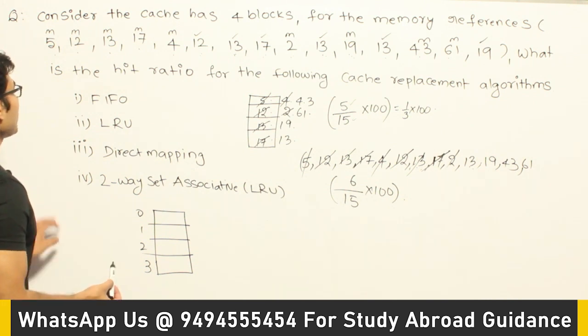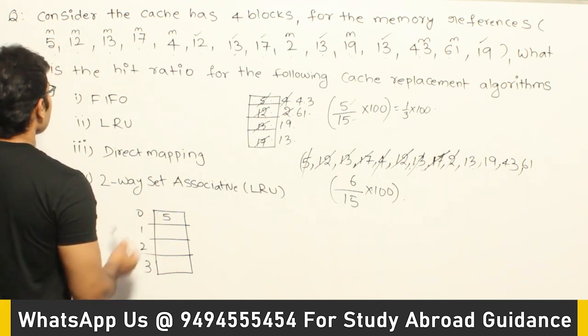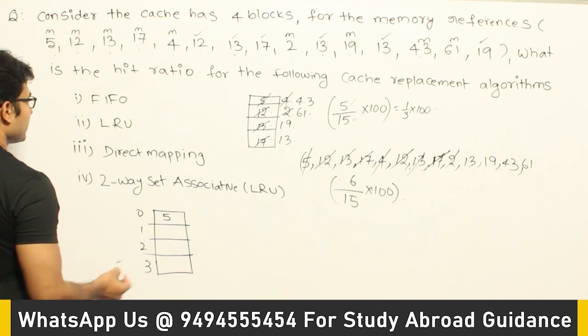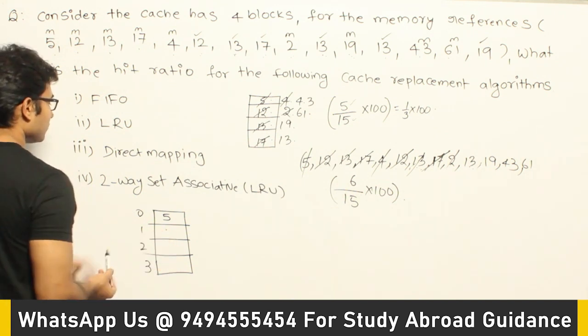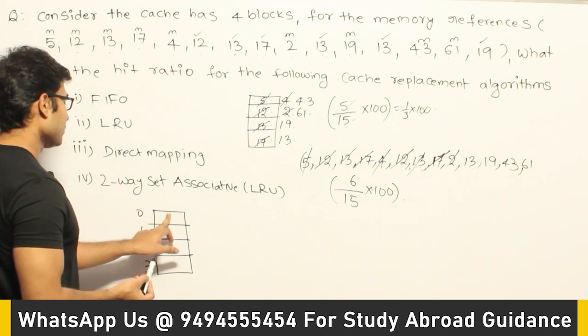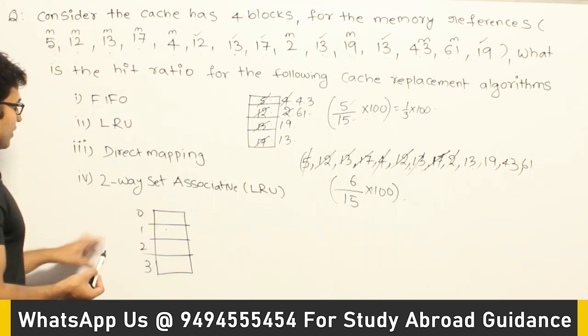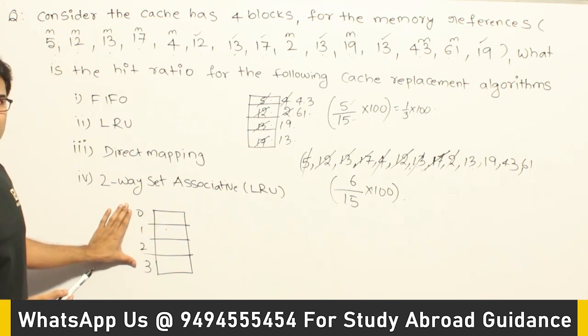So initially 5 is not there, so it has to be written here, and then 12 is not there. Oh, I should not write it here, right? So 5 is not there. Where should I write it? Find out the number of cache blocks, that is going to be the size of the cache blocks, right?